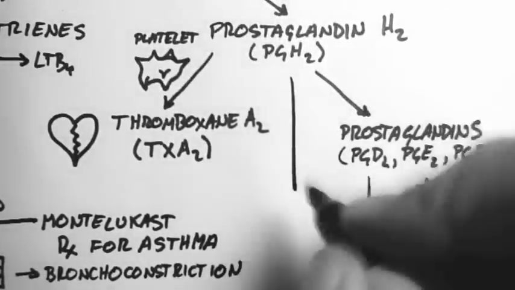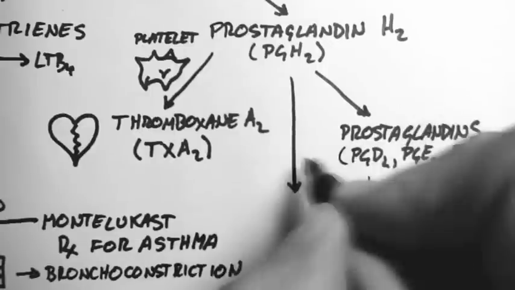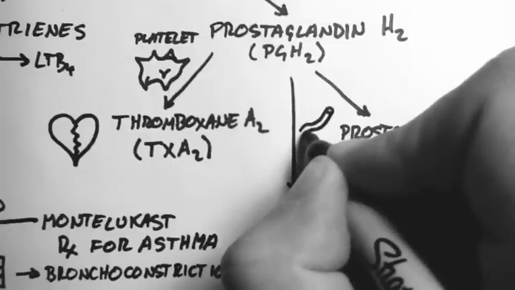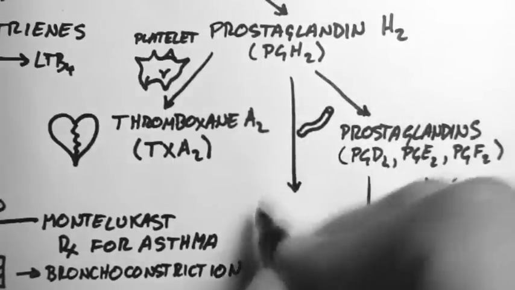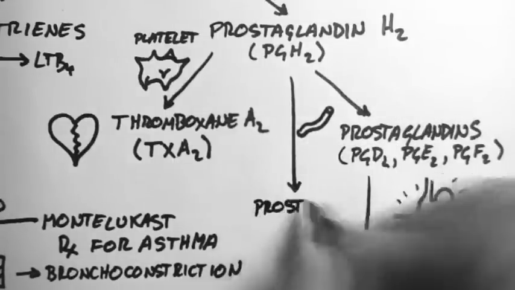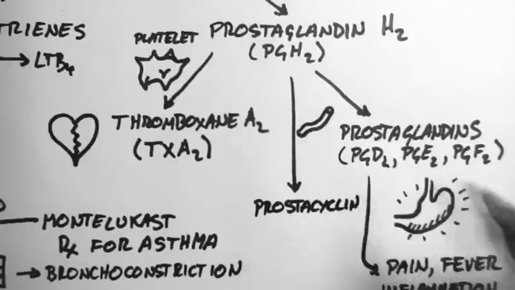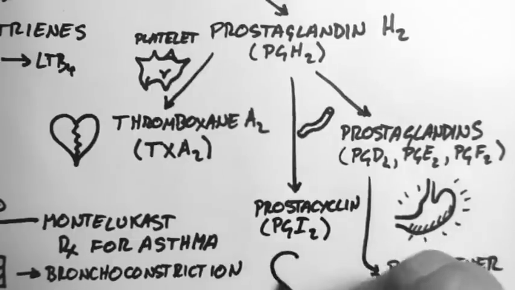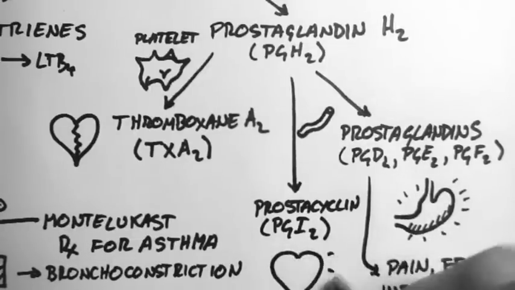A third product that can come from prostaglandin H2 occurs in the endothelium of blood vessels. And this is a molecule called prostacyclin, also known as PGI2. Now, it's really good for your heart.